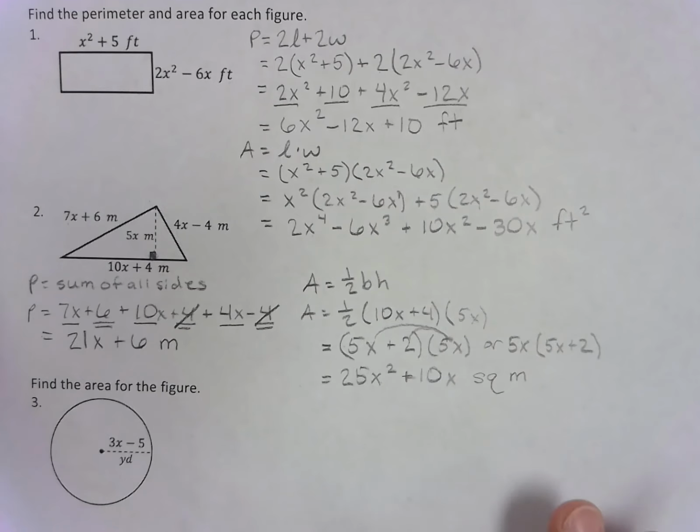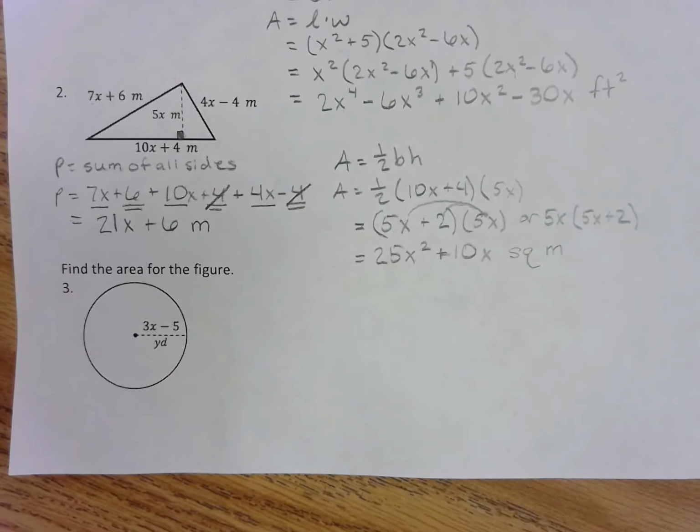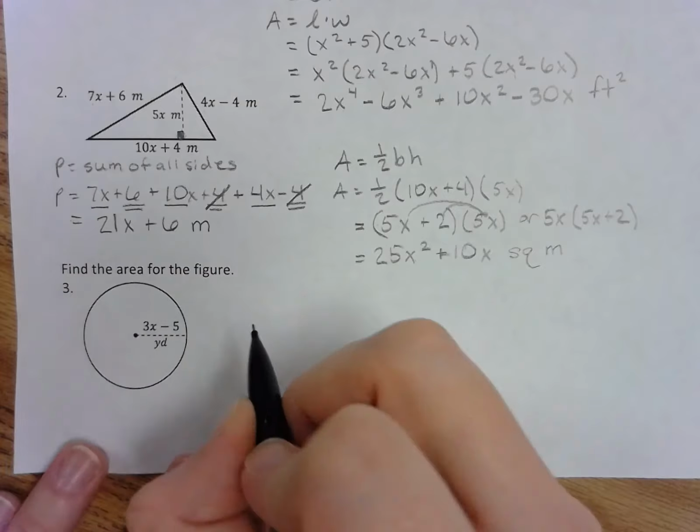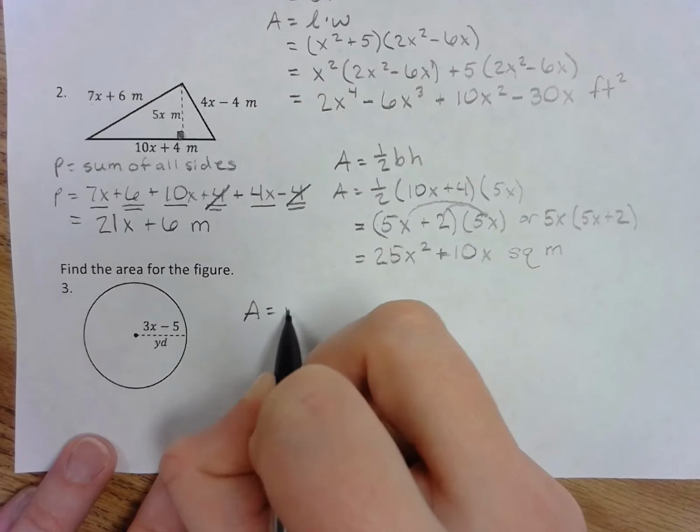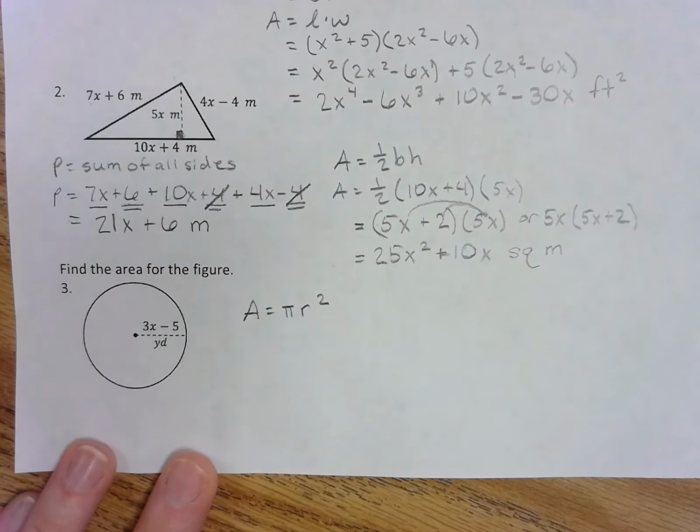So let's look at our last one. We're only going to find the area of circles. You could calculate circumference, but it's just extra practice of multiplication. So we're going to just stick with the area for now. So area of a circle, remember the formula is pi r squared.